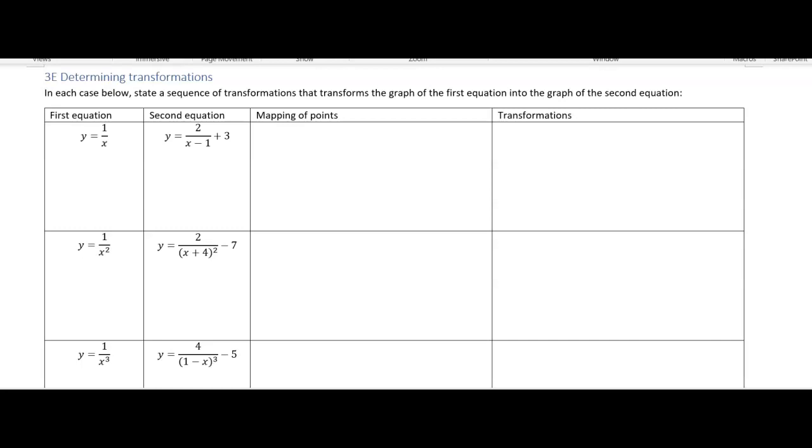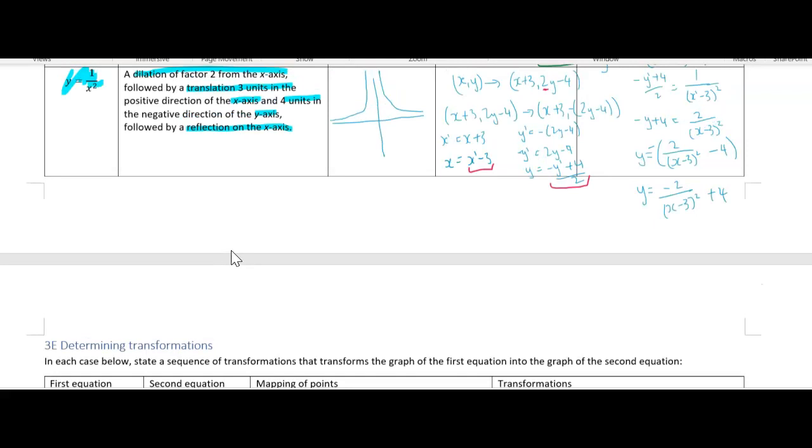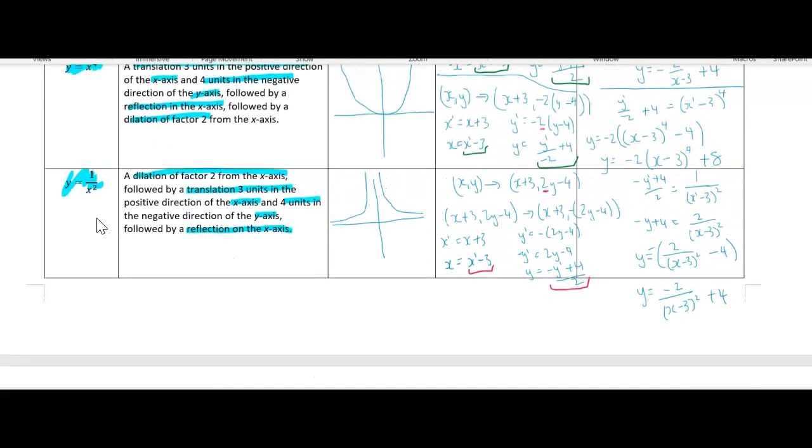Hi everyone, in this video we're going to go over 3E, determining transformations. So it's kind of like the opposite of what we did in 3D. Let's just scroll up so you can see what we did. Remember we had the original function, then we had a bunch of transformations. We drew a rough sketch of the original function, but then we'd use mapping to get our new rule.